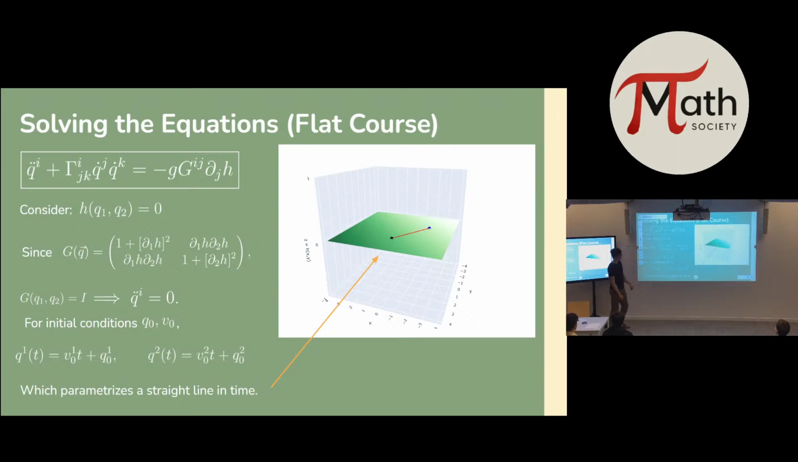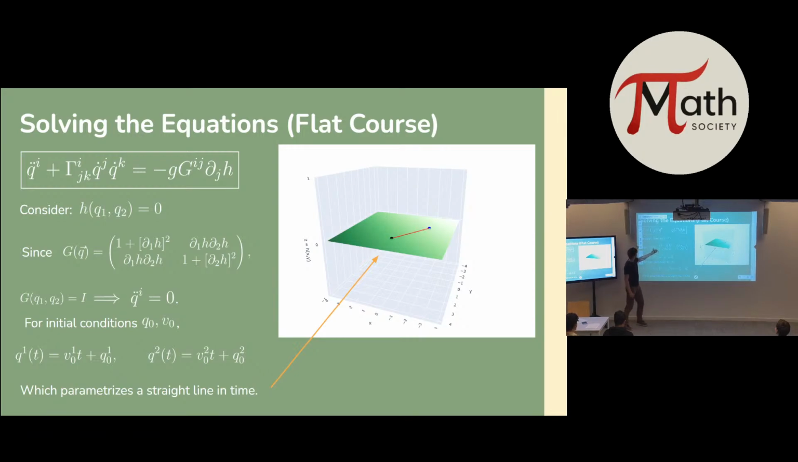The first one, it's a little boring, I admit, but we're going to look at the flat golf course. When we have a flat golf course, we model that with just H(Q1, Q2) = 0. Our height field is 0. We know G is given like this. So what happens if H is 0? What does this matrix turn into? The identity matrix, exactly. So we get an identity here.